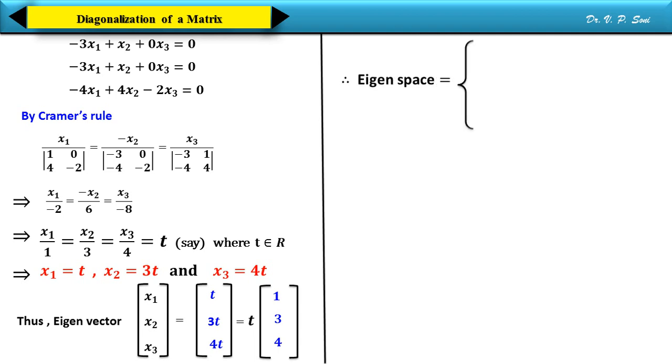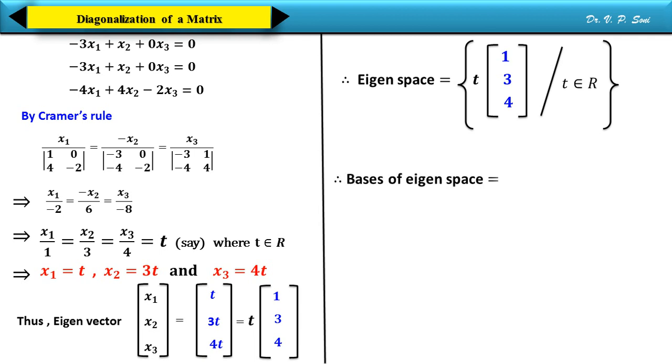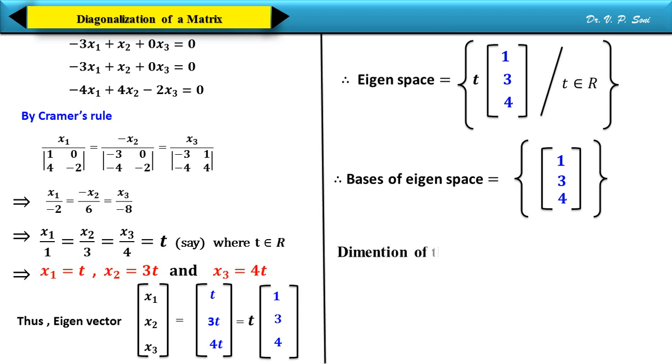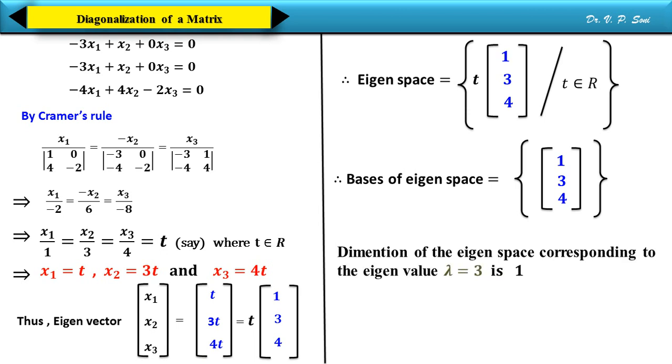Therefore, the eigenspace is the set containing t times the vector (1, 3, 4) such that t belongs to R. Therefore, the basis of the eigenspace is the set containing the vector (1, 3, 4). Here the basis of the eigenspace contains only one vector, therefore the dimension of the eigenspace corresponding to eigenvalue lambda equal to 3 is 1. Therefore the geometric multiplicity of lambda equal to 3 is 1.